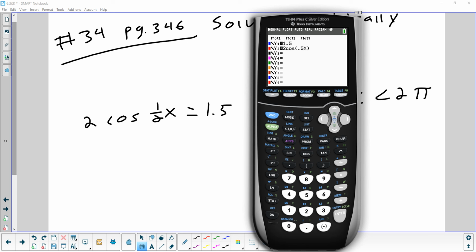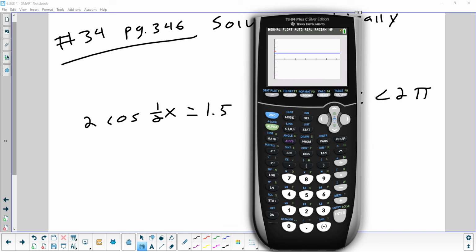And the only thing you want to make sure of is your window is going to be sufficient. Well, that's a vertical stretch by a factor of 2. So that means I need at least -2 to 2. And I'm looking for a horizontal line at 1.5. Perfect. So that'll fit between -2 and 2. Check my window. A little extra, -5 to 5, but that's okay. Hit graph.